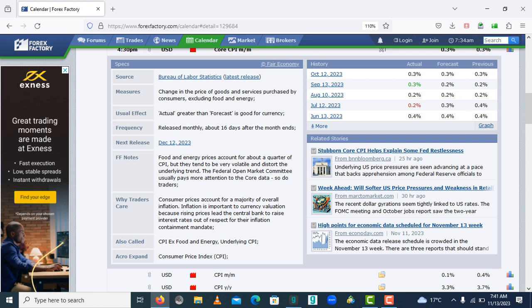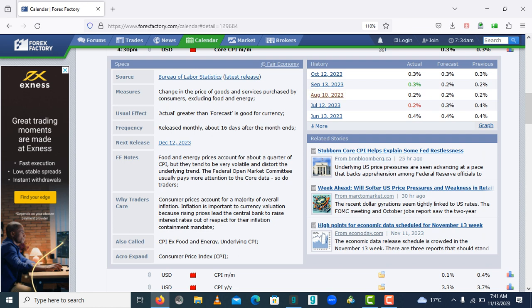When you look at this, what does this measure? CPI, change in the price of goods and services purchased by consumers, excluding food and energy. What is the effect? Actual greater than forecast is good for the currency. What is the frequency? Released monthly, about 16 days after the month ends. Actual greater than forecast, good for the currency.